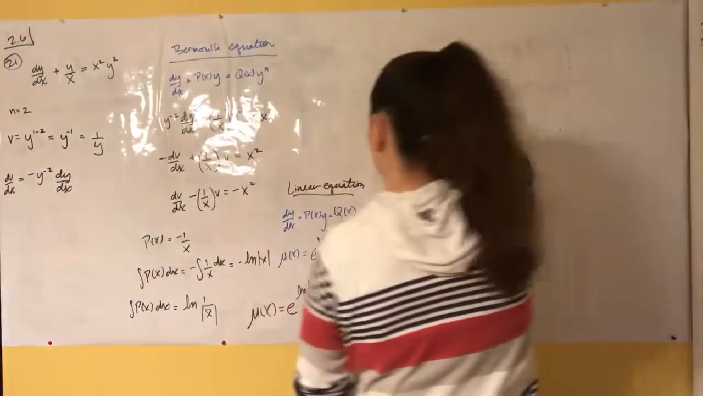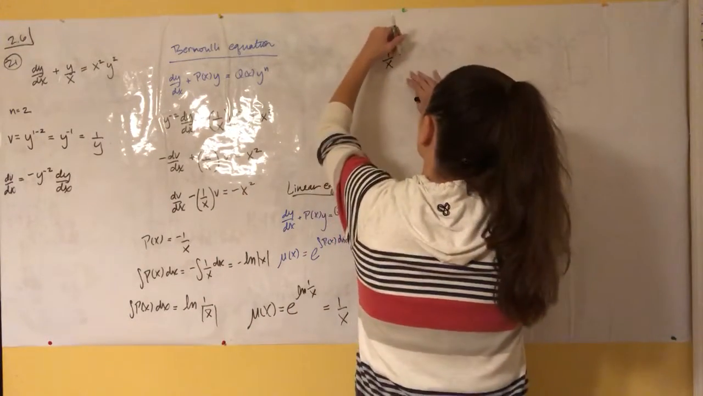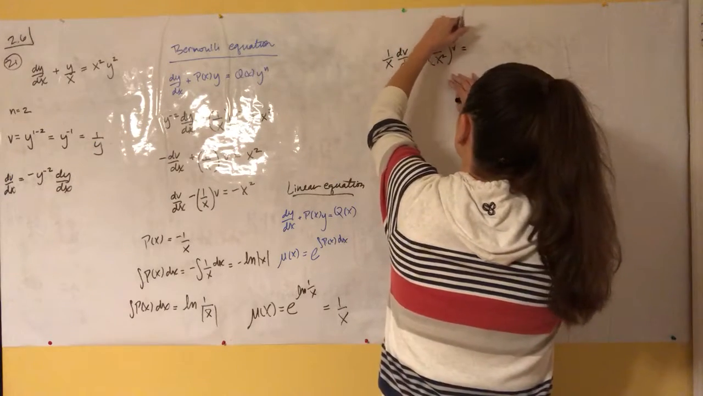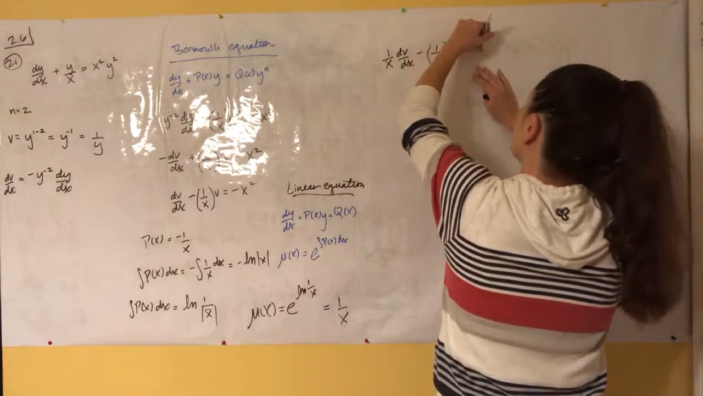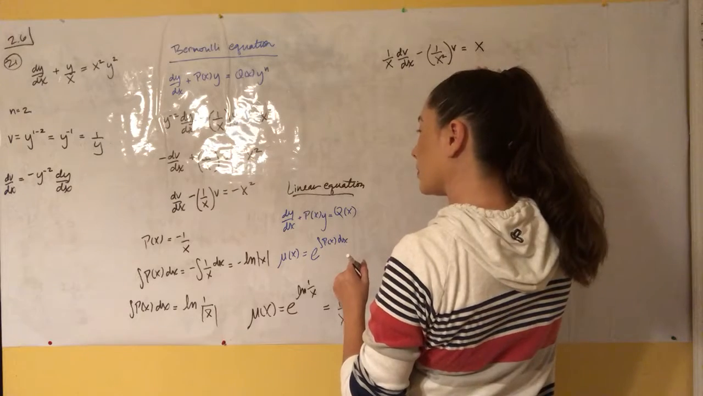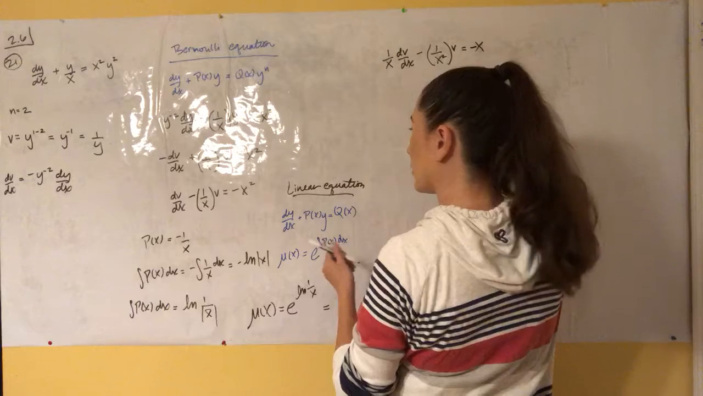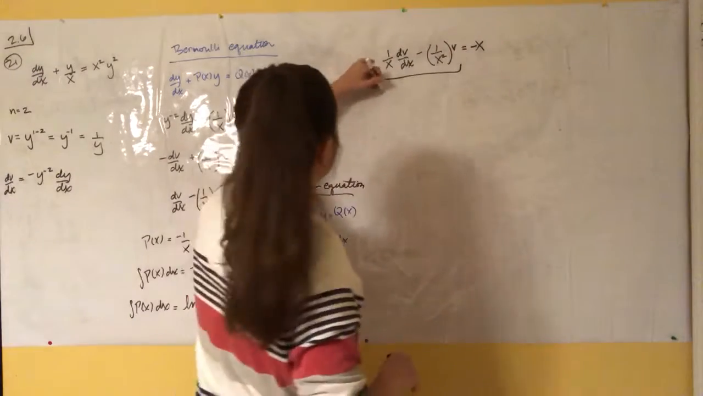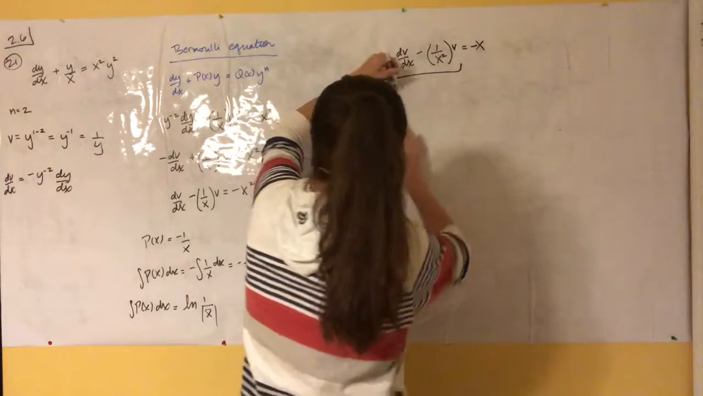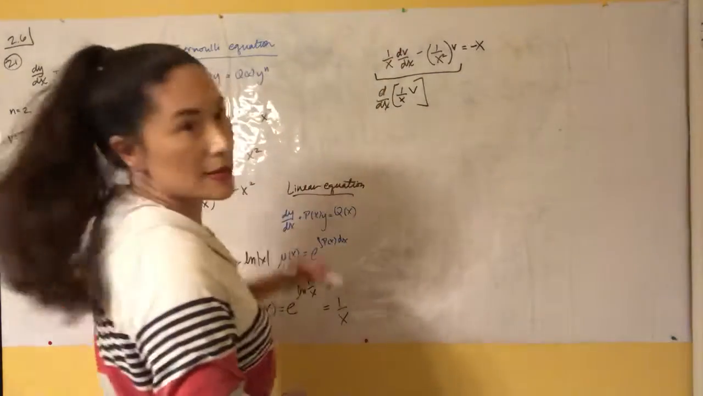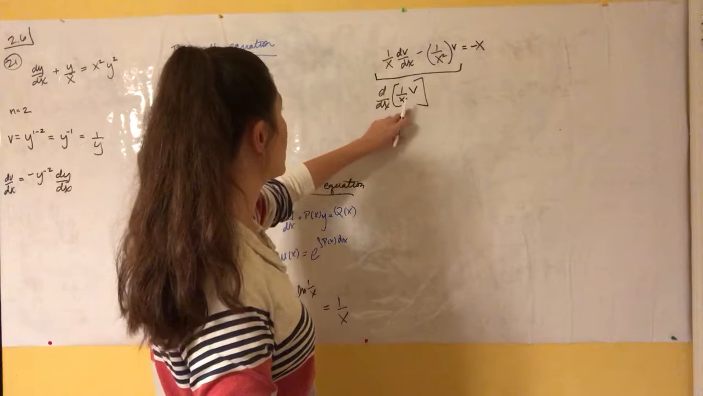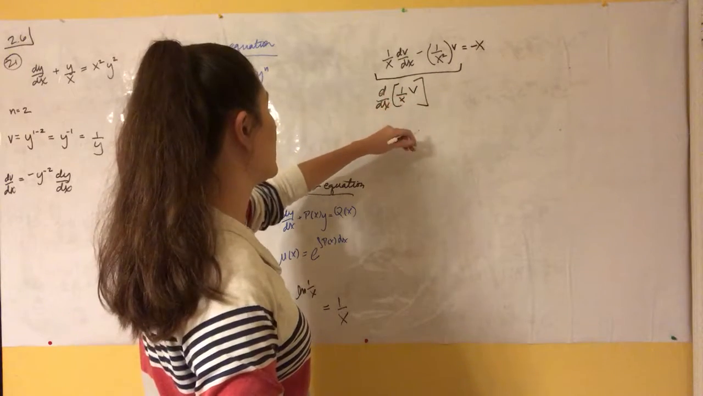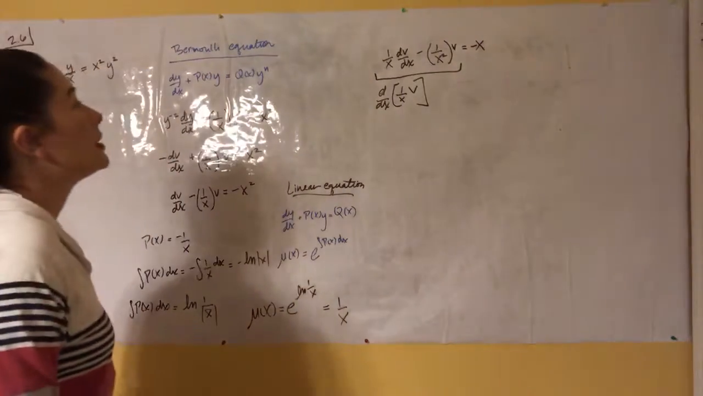Okay. And then you take this and you realize that that is the derivative of 1 over x times v, right? Because if you do the product rule, you can see 1 over x times dv/dx, and then the derivative of 1 over x will be negative 1 times x to the negative 2, right? Okay.